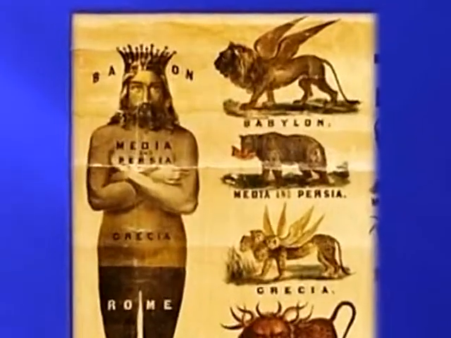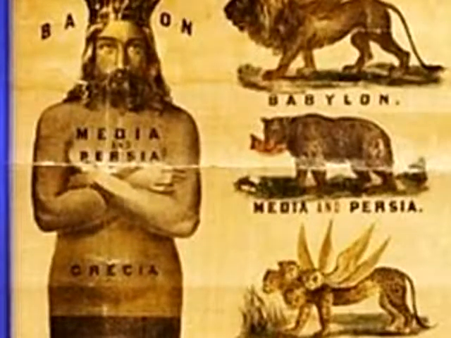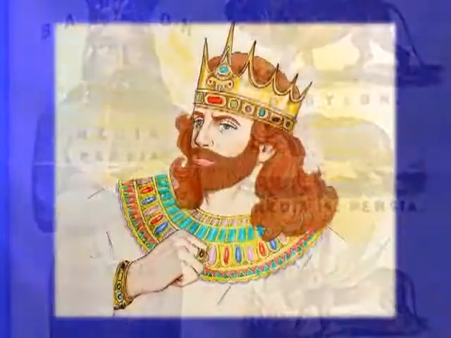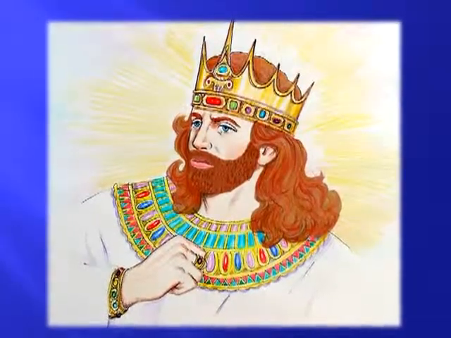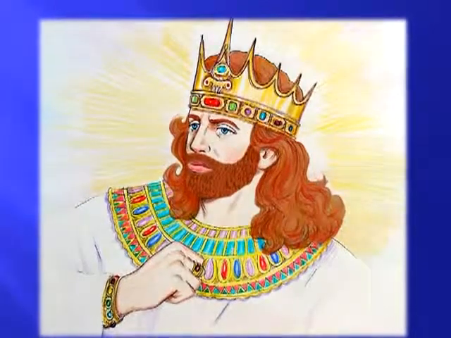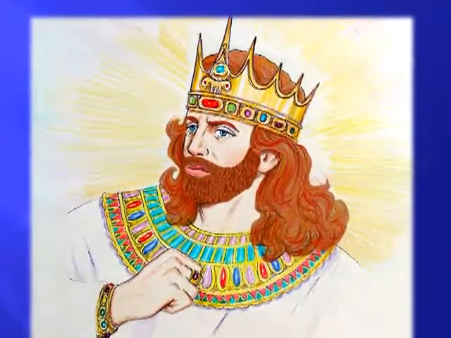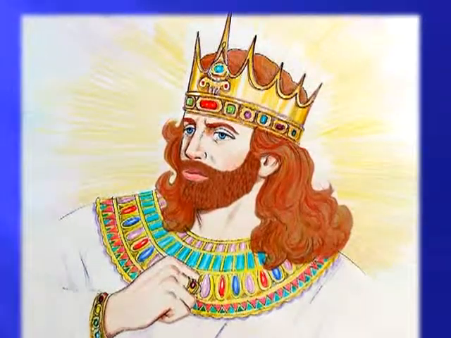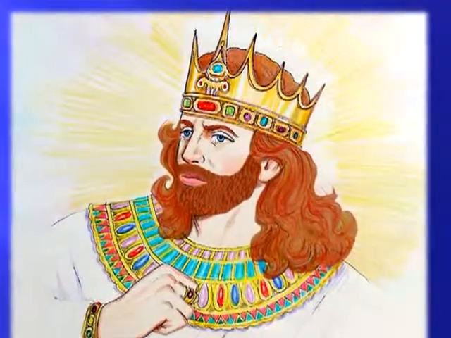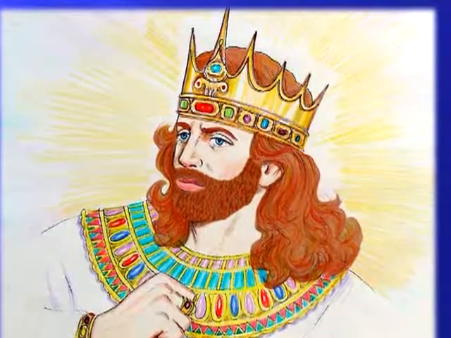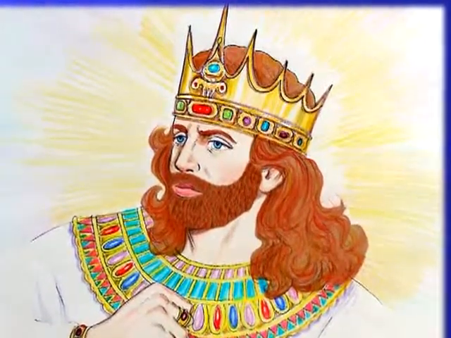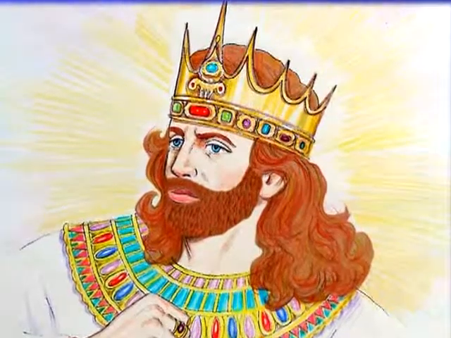Now, if you look at this, who does that represent? Medo-Persia. Medo-Persia was what brought about the fall of Babylon. Who was the leader of the Medes and the Persians? Cyrus. So here you got Cyrus leading the Medes and the Persians, bringing about the fall of Babylon. Now the interesting thing about it is that in Isaiah, it refers to Cyrus as a type of Christ. God actually 150 years before Cyrus was born said, Cyrus is my anointed. Cyrus is a type of Christ.